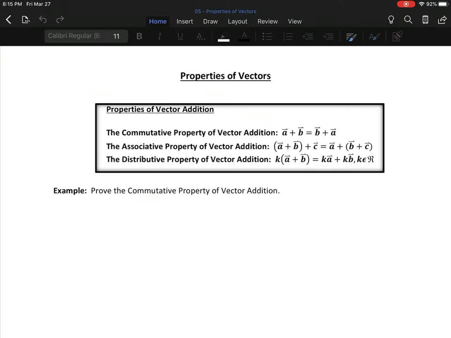And the distributive property is in. We can use the distributive property. If we've got a scalar out front of two vectors, then you can distribute it onto the two vectors like you always did.